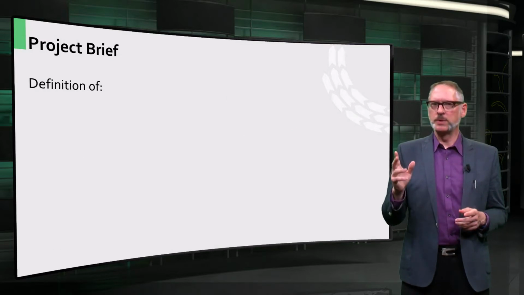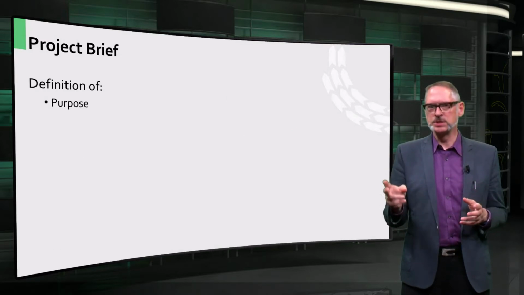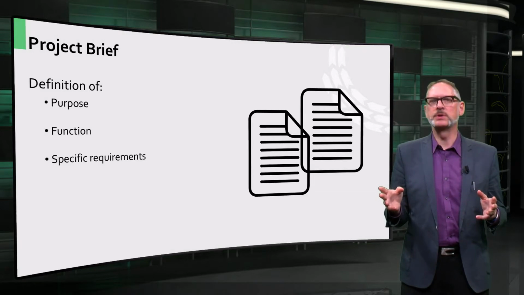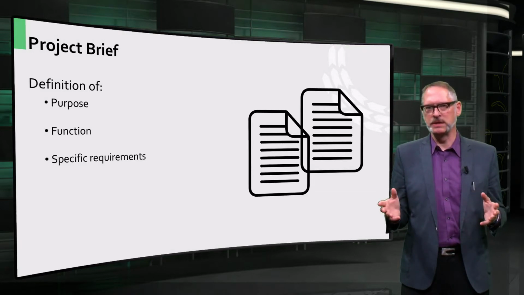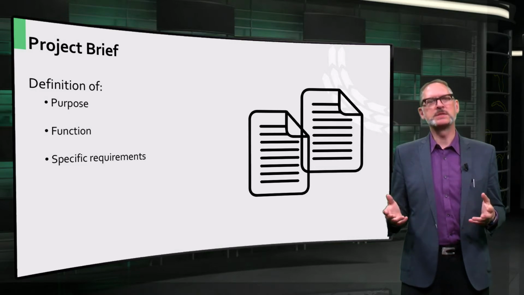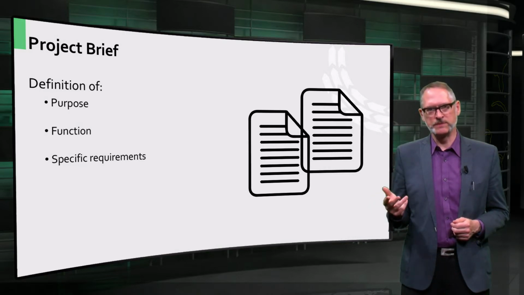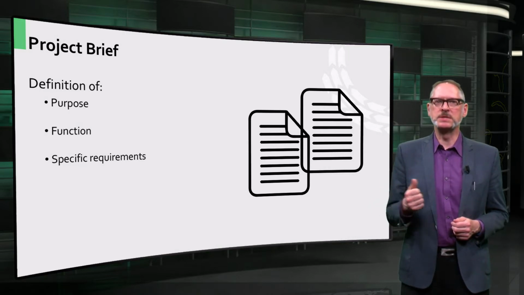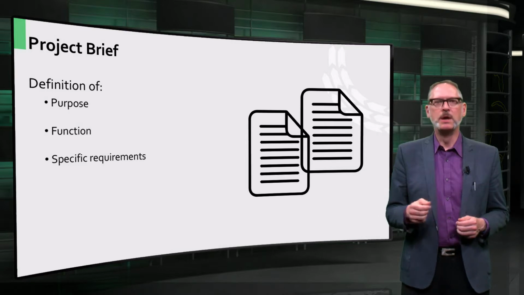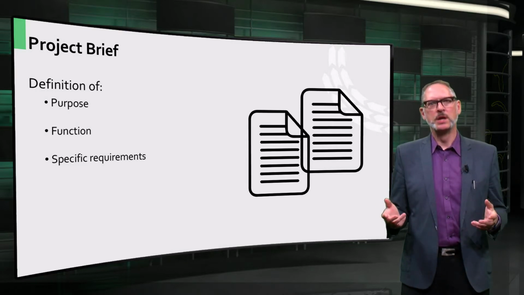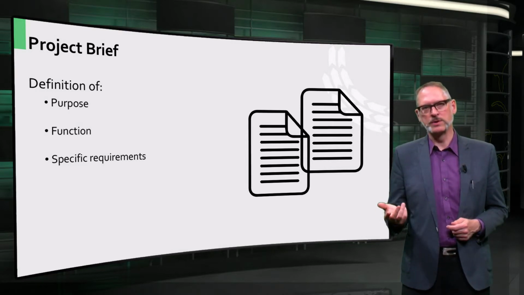As part of the scope, the purpose, the function, and the specific requirements of the building must be clearly outlined and detailed in a brief or a program of requirements. This sets out exactly what criteria the design and eventually the building itself must fulfill if the project is to be considered a success. Once the scope is determined, you can decide how best to procure the project.